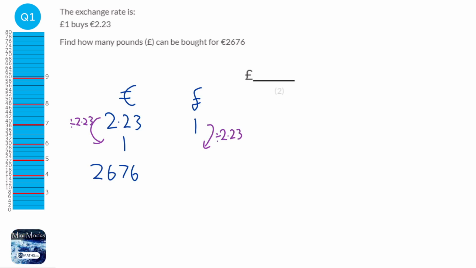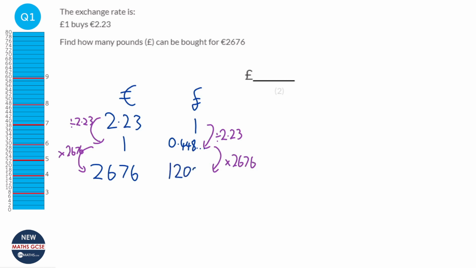And when we do that, we get 0.448 and so on. And then to get from 1 to 2,676, we times by 2,676 on both sides. And when we do that, we get £1,200. So 2,676 euros is £1,200.